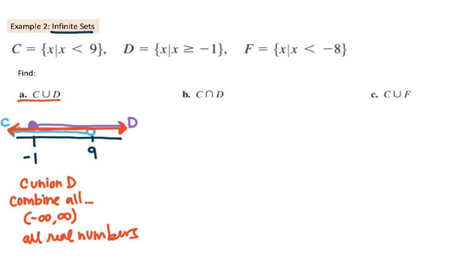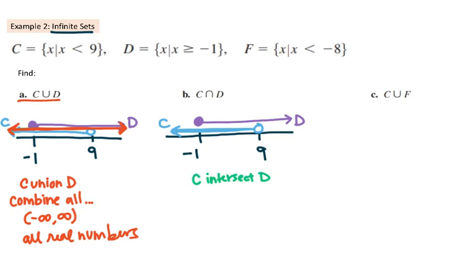Okay, let's redraw our graph for the next one, because in this one we're not doing union, we're doing intersection. So C is all the x's that are less than 9, that's the blue graph. D is all the x's that are greater than or equal to -1, that's the purple graph. And now we're asking, what's the intersection? Which means, where do both graphs happen at the same time, or where do both graphs overlap? So if you look at this, here is the region where you have both the blue graph and the purple graph happening at the same time.